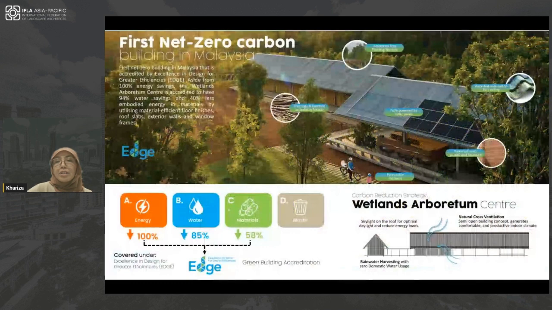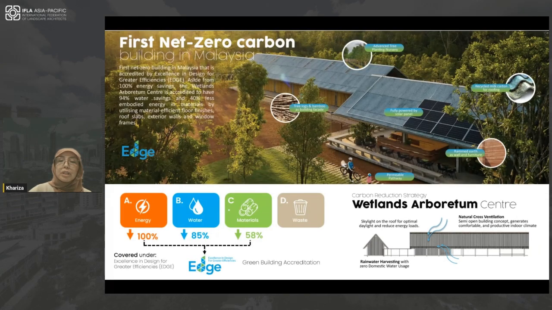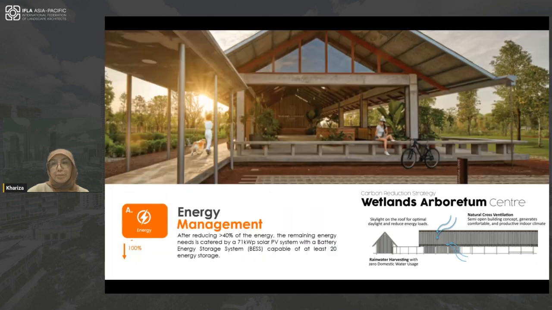And like I mentioned to you, it's fully powered by solar panels, 100% energy. The water is using retention and rainwater harvesting, and the material is using natural water. And we actually recycle the roof. The roof is using recycled material. And we achieved an EDGE award back in 2023 as the first green building with net zero carbon in Malaysia.